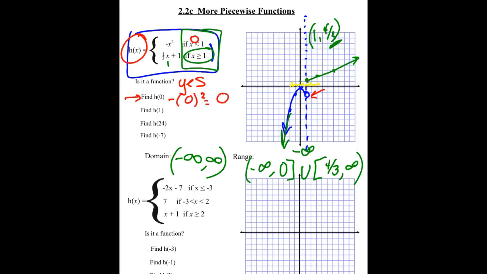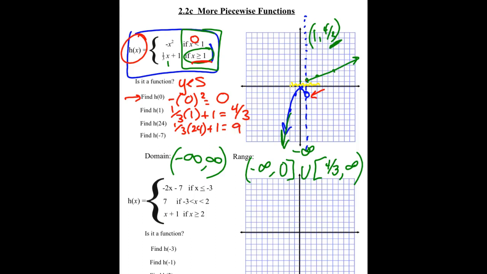Which one do I use for 1? h of 1. Now I have to go to the second one because it tells me x can equal 1 if I use the second function. So 1/3 times 1 plus 1 gets me 4/3. That's the one we calculated earlier. Which one should I use for 24? Second one. So 1/3 times 24 plus 1. What do we get?